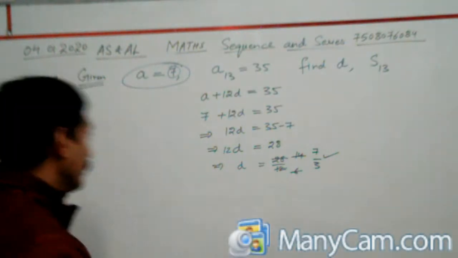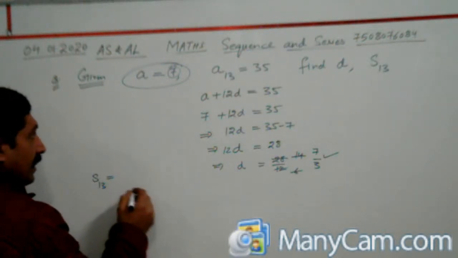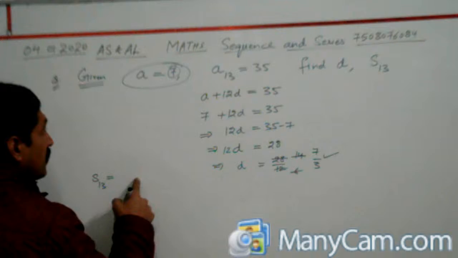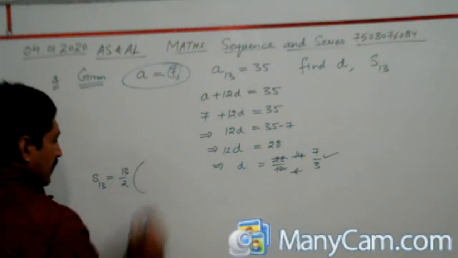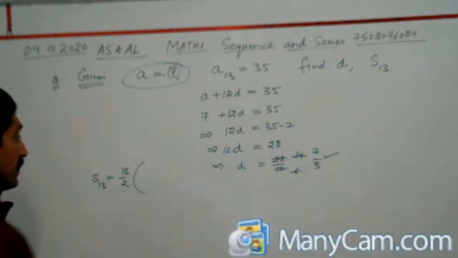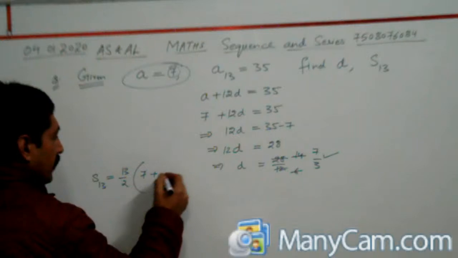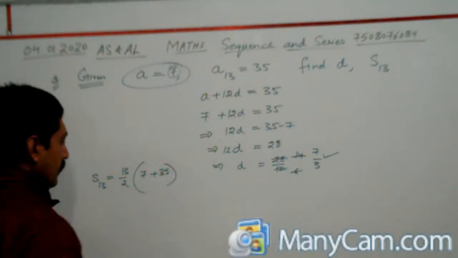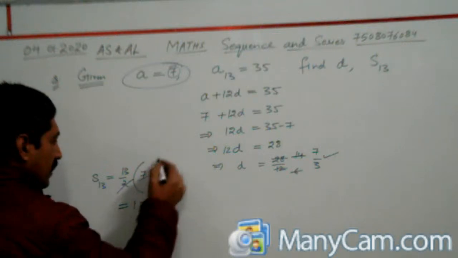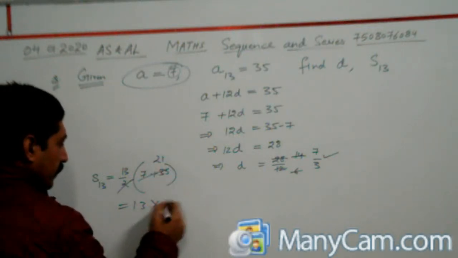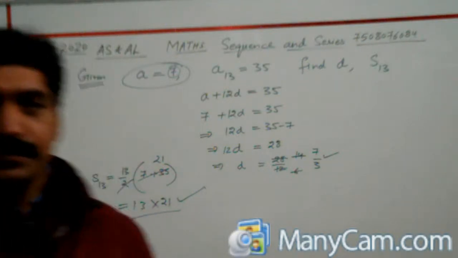In this way you can find the sum of 13 terms, which can be written as n by 2 into (a plus l), that is 13 divided by 2 into (a plus l). Here a is 7 and the last term is 35, so a plus l is 42. The sum is 13 into 21. This is the sum of the first 13 terms of the AP.